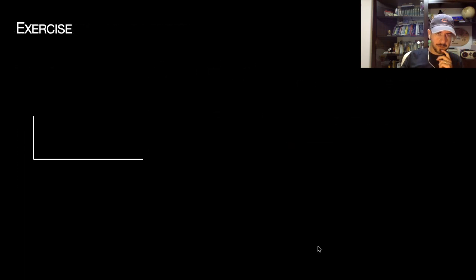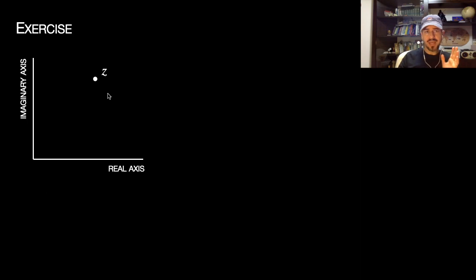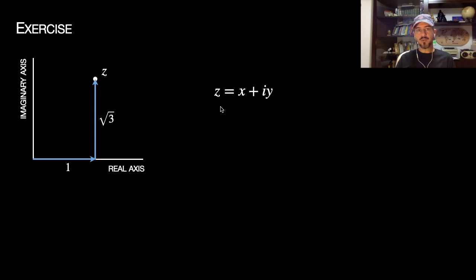So, an exercise. Consider the real axis and the imaginary axis, and we have a certain point P, whose location expresses a complex number z. The real part of this number is 1, and the imaginary part of it is the square root of 3. So, from this, I can write the complex number in this form as z equal to 1 plus the square root of 3 multiplying i.